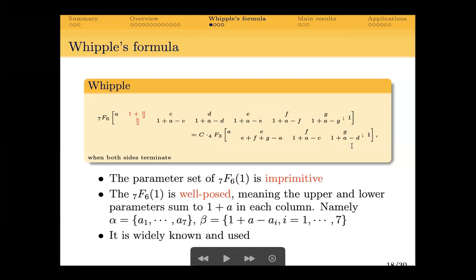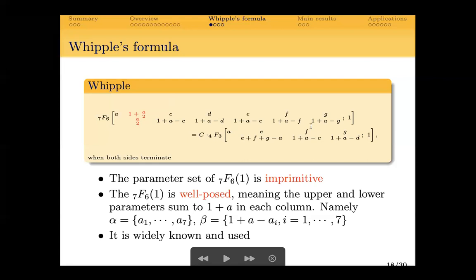It doesn't seem right, right? So we're going to explain what's happening. I have mentioned that the 7F6 at 1 is imprimitive because the difference is 1. And the 7F6 at 1 is well posed, in the sense that if you add the parameters in the same column, A plus 1 is A plus 1, and A plus 1 over 2 plus A over 2 is 1 plus A. And here again you add that up. Each column adds up to 1 plus A. So it's called well posed.